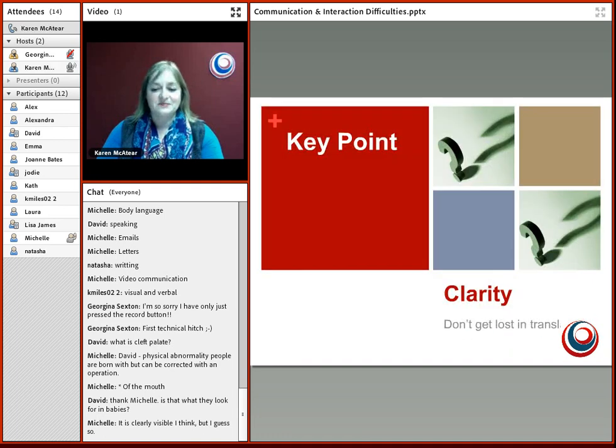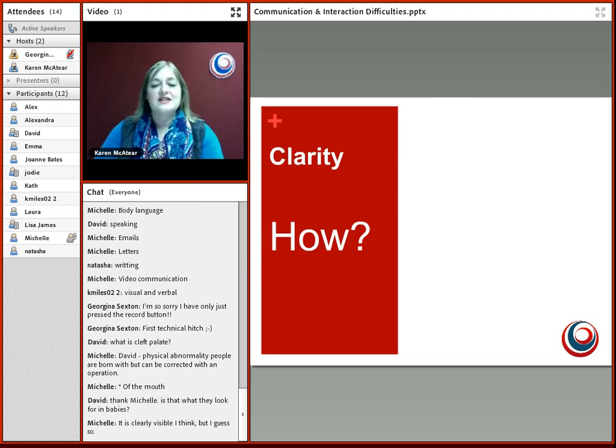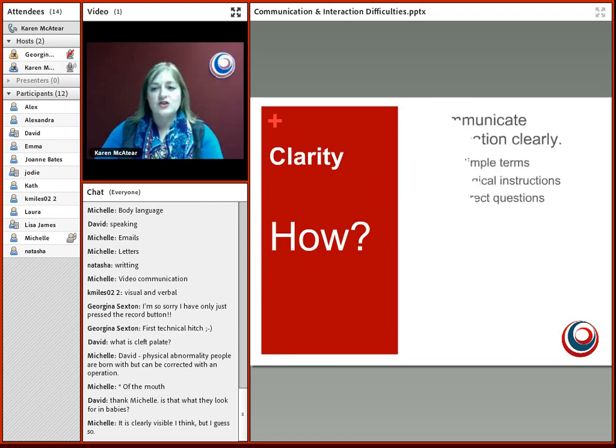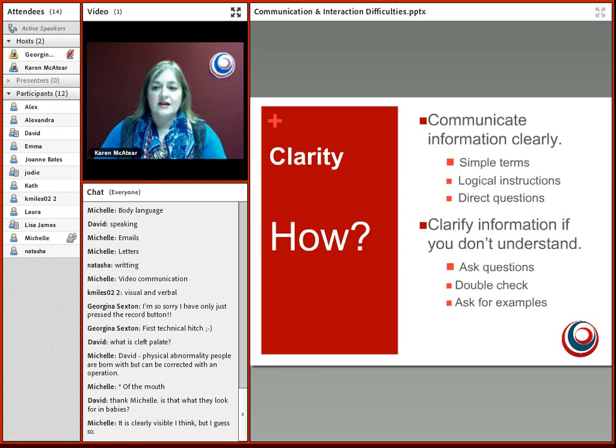Okay, clarity. Now we're talking about ourselves here. Do not get lost in translation, or don't allow ourselves to be lost in translation. And for some reason, the end of translation has disappeared. It says "transl". Anyway, there we go. Translation. So clarity, how? How can we ensure that we are clear? So using simple terms and keeping our instructions logical and clear, and direct questioning. Clarify, inform, and if you don't understand, ask questions, double check, ask for examples.